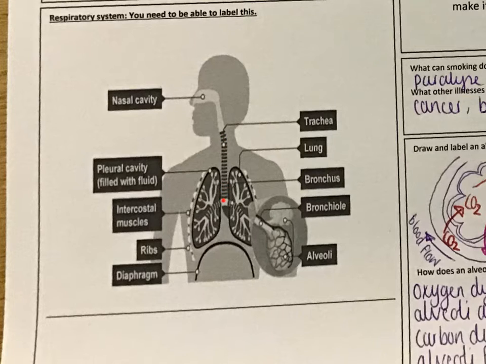Then our trachea splits into a bronchus or bronchi, because we have a left bronchus and a right bronchus. From the bronchus, it divides into smaller airways called our bronchioles. At the end of our bronchioles, we have our alveoli, which you can see here, and we'll talk about further along. We also have our lungs, we have our ribs. In between the ribs, we have the intercostal muscles, which we look at during breathing. And then we have our diaphragm, which we also look at during breathing.